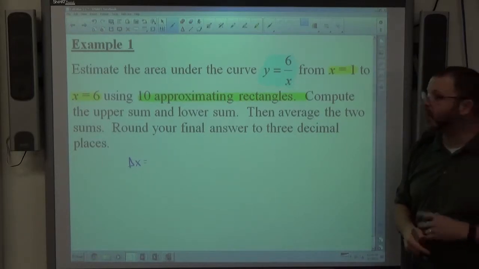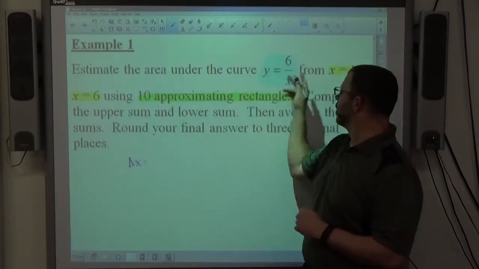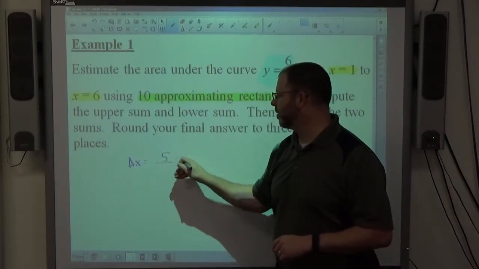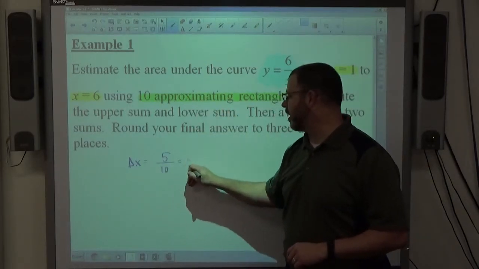Say again? 5, very good. From 1 to 6 is 5, right? If you just take the big number minus the small number, that's what the interval length is. Divided by the number of rectangles, which is 10, that gives me a delta x value of 0.5.